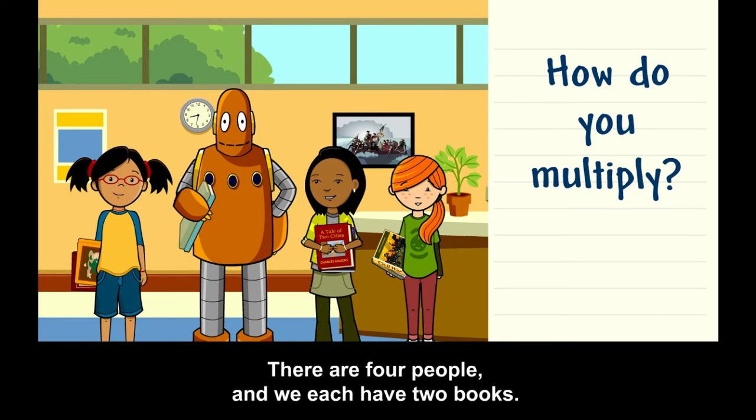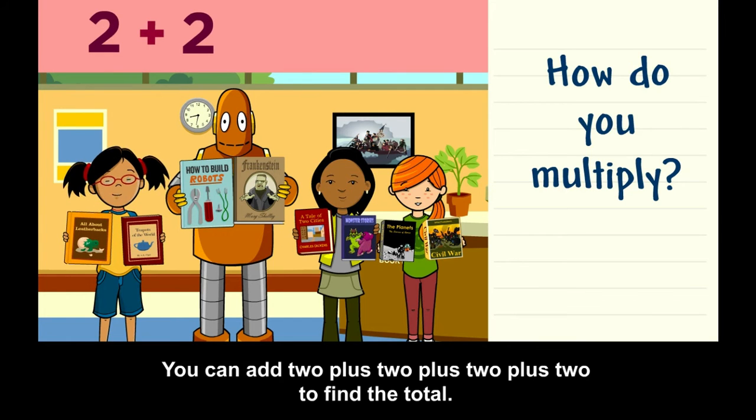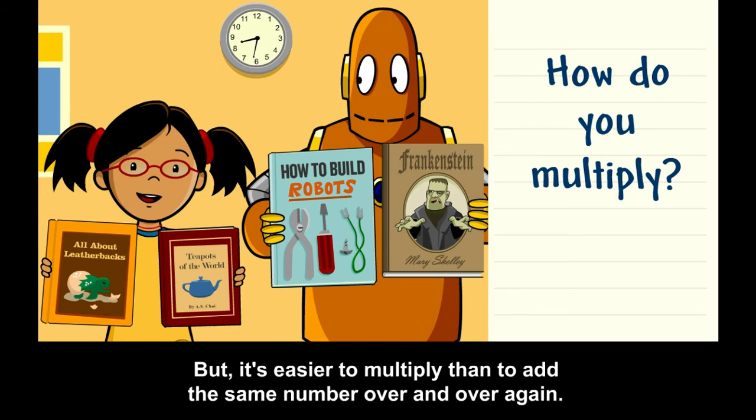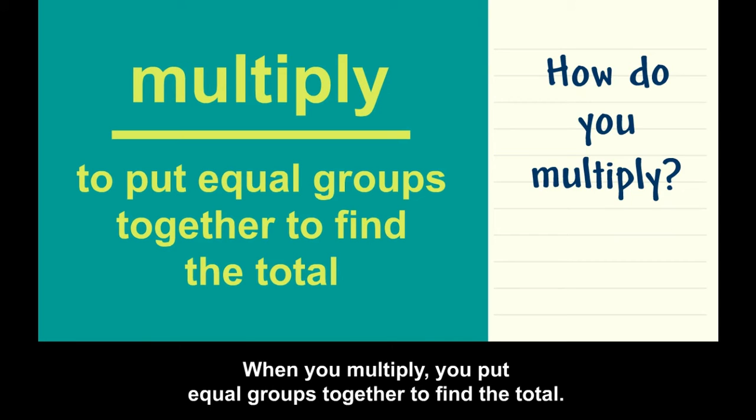There are 4 people, and we each have 2 books. You can add 2 plus 2 plus 2 plus 2 to find the total. But it's easier to multiply than to add the same number over and over again. When you multiply, you put equal groups together to find the total.